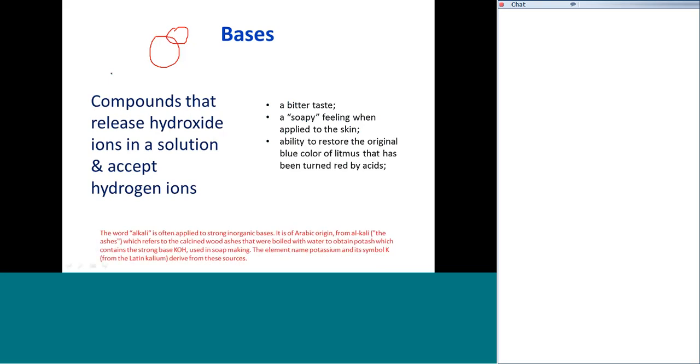They have the ability to restore the original blue color of litmus paper that has been turned red by acids, and the ability to react with acids to form salts.